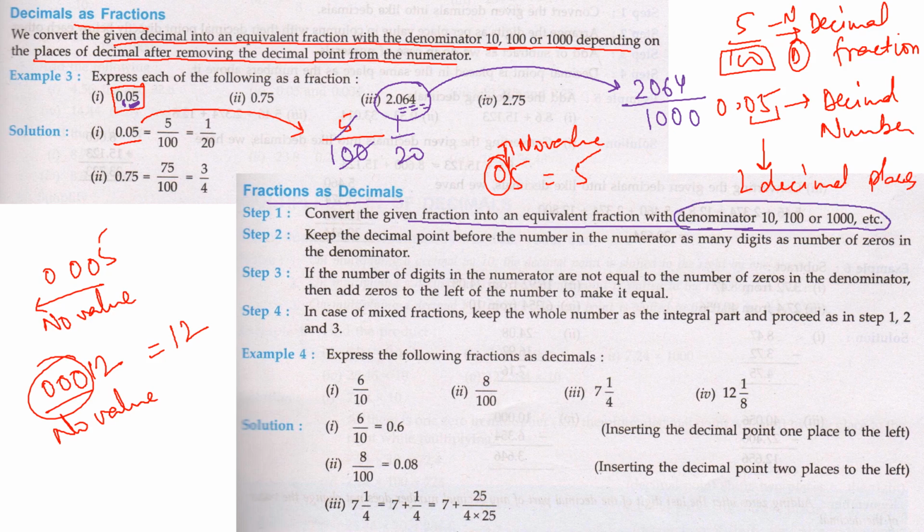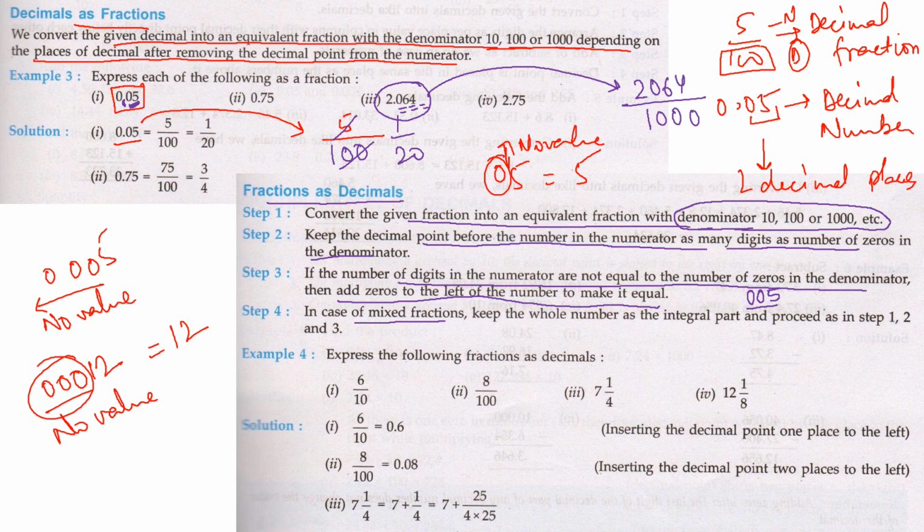Then keep the decimal point before the number in the numerator as many digits as the number of zeros in the denominator. If the number of digits in the numerator is not equal to the number of zeros in the denominator, then add zeros to the left of the number to make it equal. Suppose the answer is coming as 5, but you want 3 digits after the decimal. So in order to make it 3, you will put 1 and 1 more 0. Now they are 3. We will see it with the example.